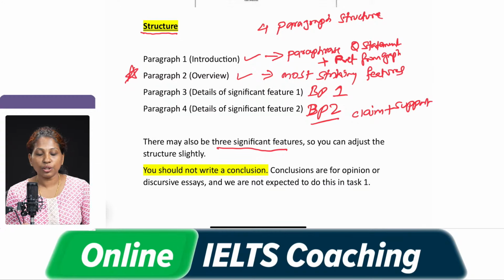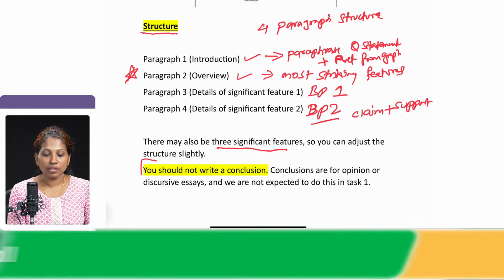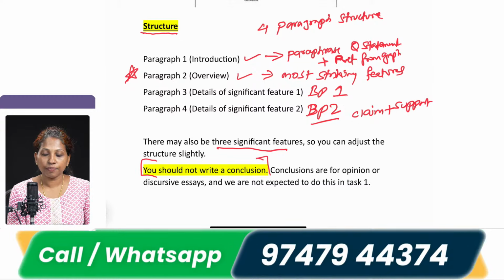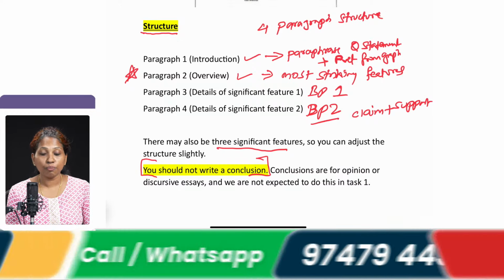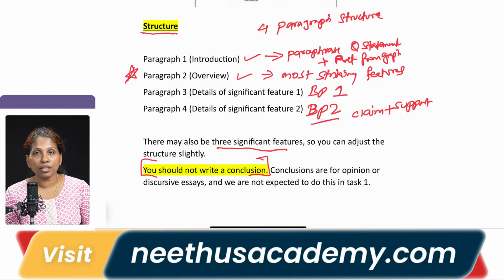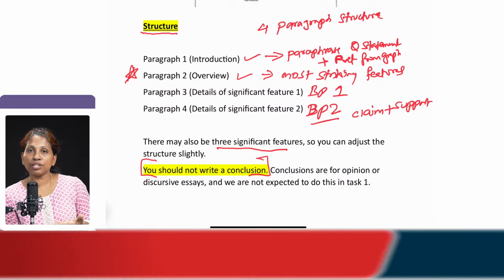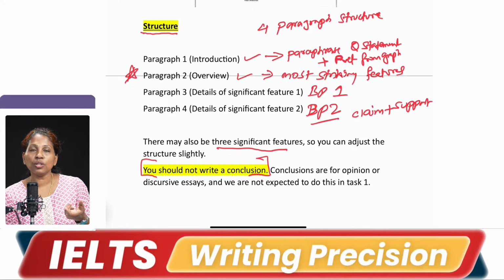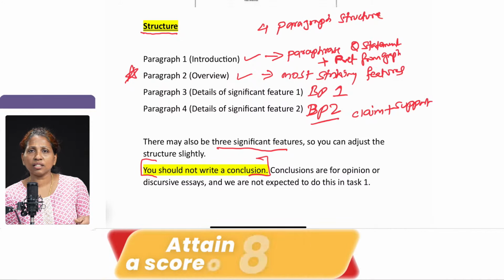The one important thing you have to take care of is that reports don't have a conclusion, because conclusions are for opinion and discursive essays. When you give your opinion about something, you write a conclusion, right? But here, you have already given the information, a summary in your overview, and the details in para 1 and para 2. Now, there is nothing left to write as a conclusion.